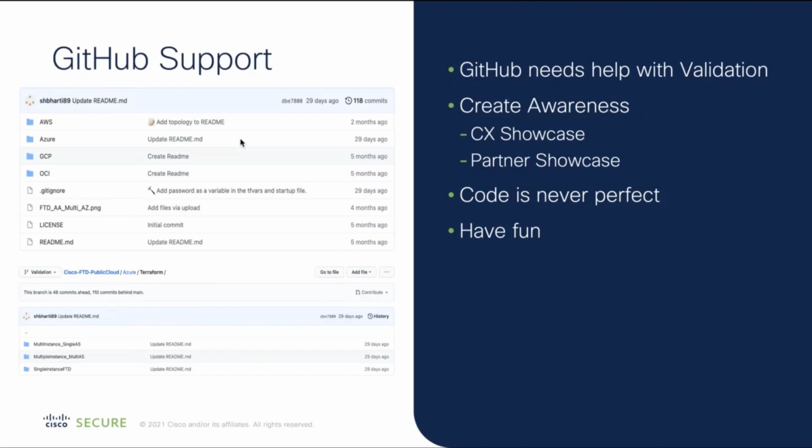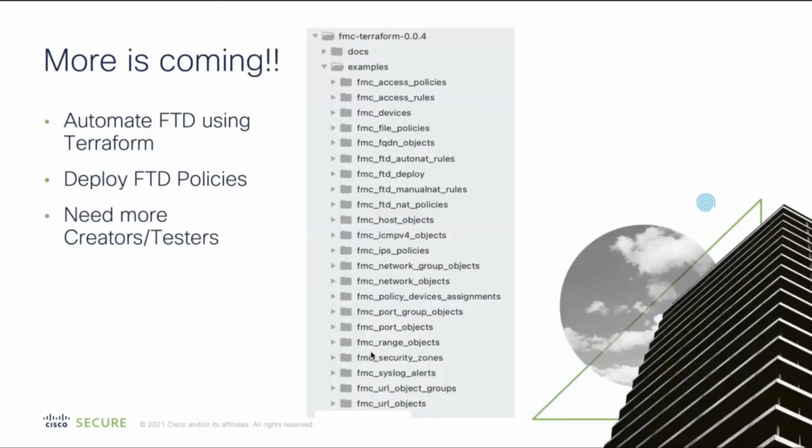As you can see here, we have single instance FTD, multi-instance, multi-AZ right now for Terraform. 29 days ago, Shibam uploaded this. My goal is to get the ASA, FMC, and a bunch more code uploaded and start collaborating with people. And there's more coming. What I mentioned is FMC Terraform, right? This is just an example of the different policies I've been testing. Automate FTD using Terraform, deploy FTD policies, need more creators, right? Use cases. What would you like to see? How would you like to take all these templates? What are some things that you can see how customers may automate this?